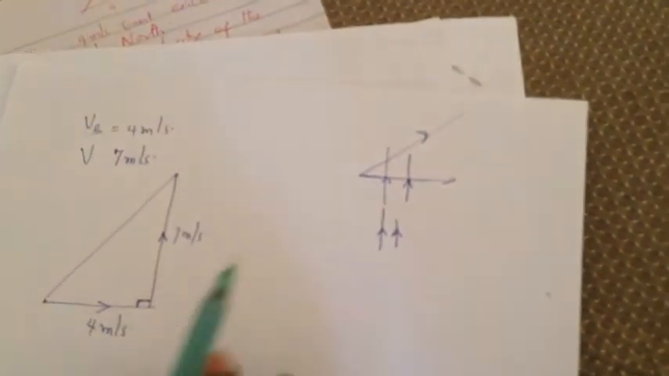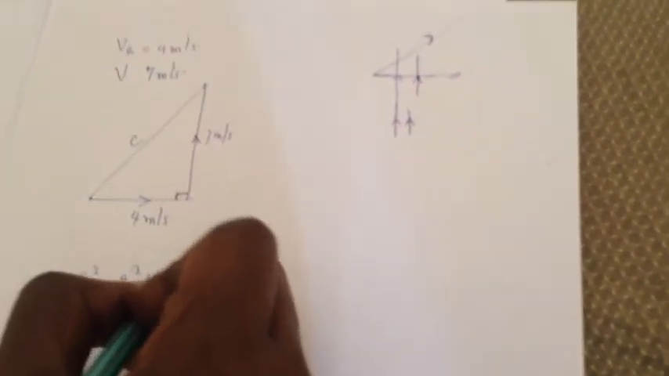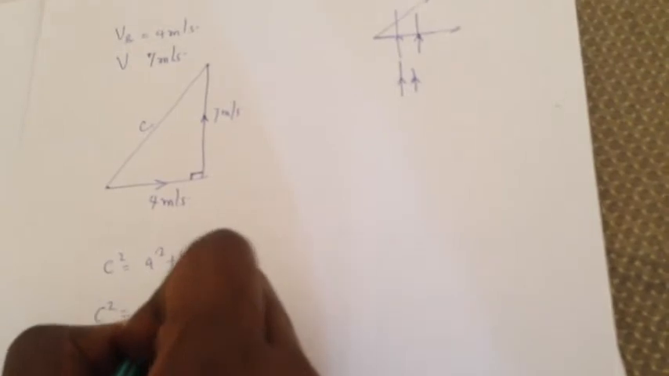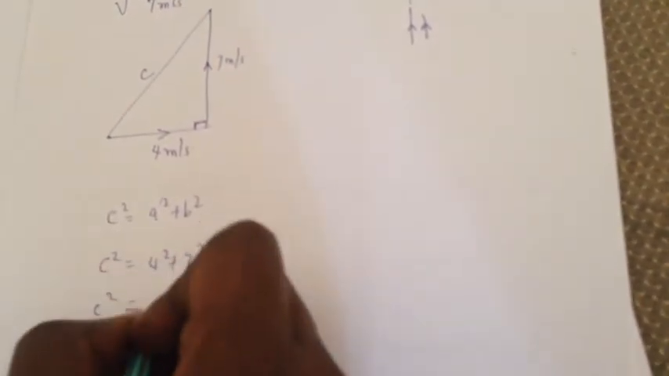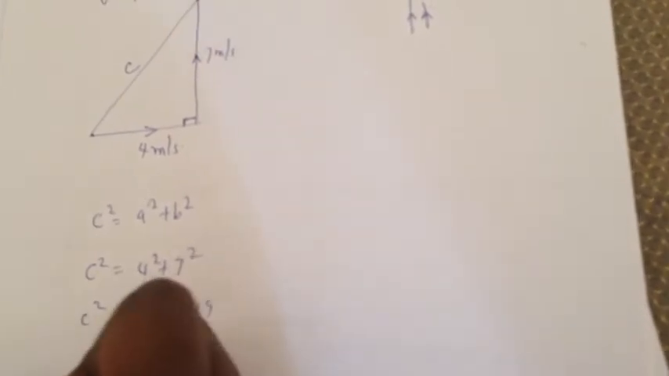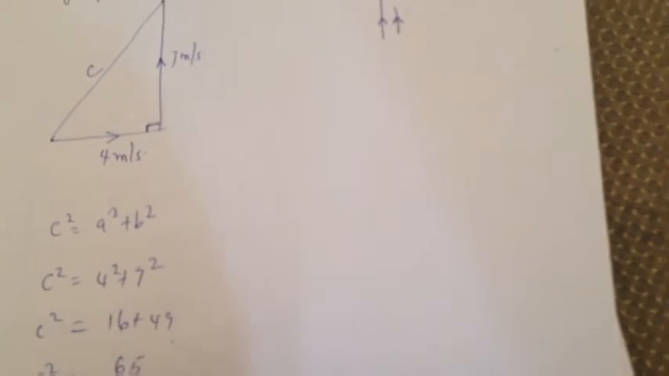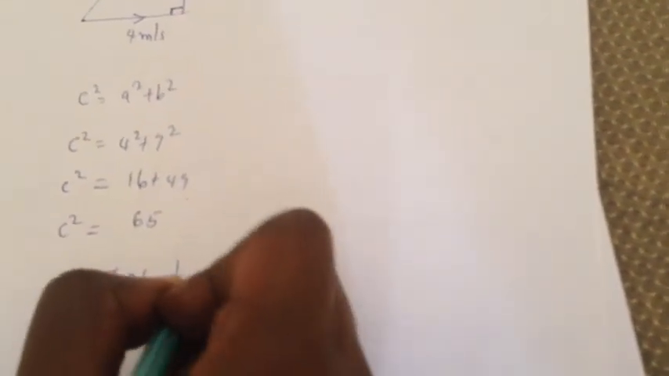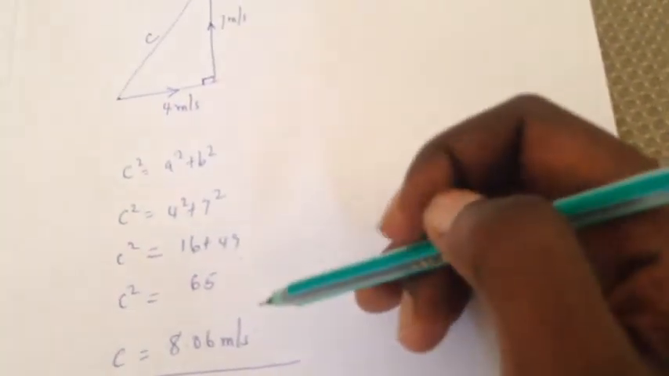And that's why here, in this case, we're going to be using Pythagoras' theorem. So, if this is C, you're going to say C squared is equal to A squared plus B squared. So, C squared is equal to 4 squared plus 7 squared. So, C squared is equal to 16 plus 49. So we get C squared is equal to 65, from which I'm going to get C is equal to 8.06 meters per second. This is going to be the velocity of the resultant.